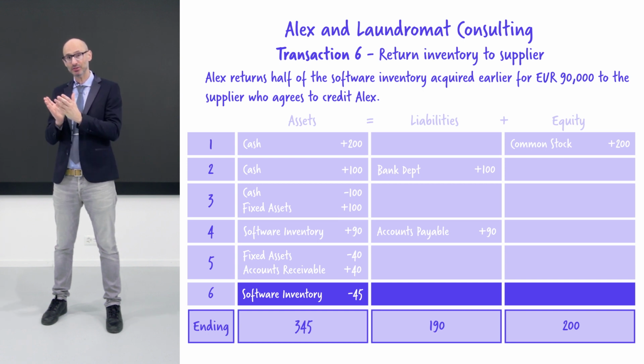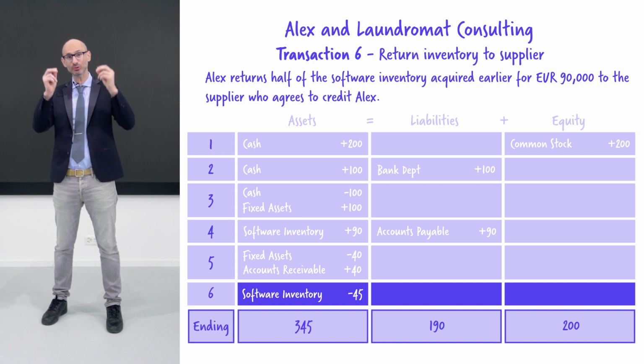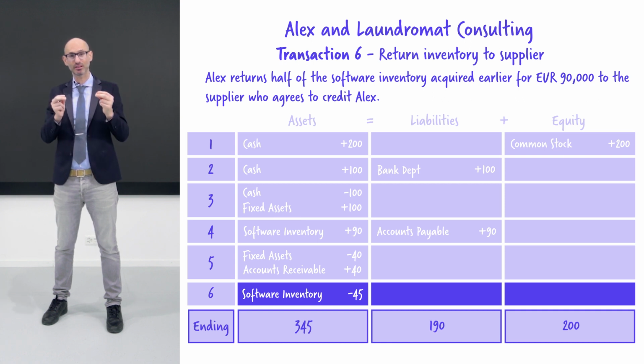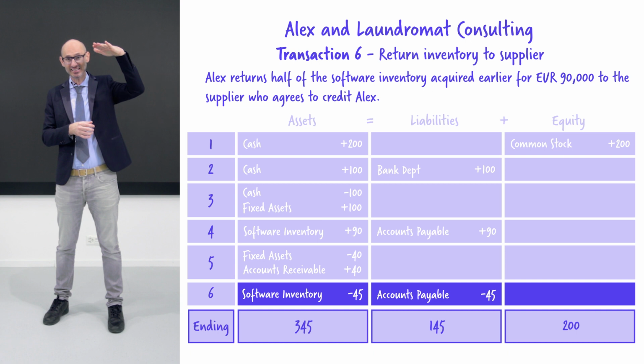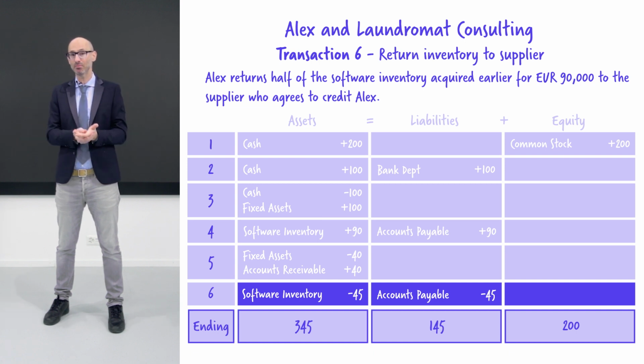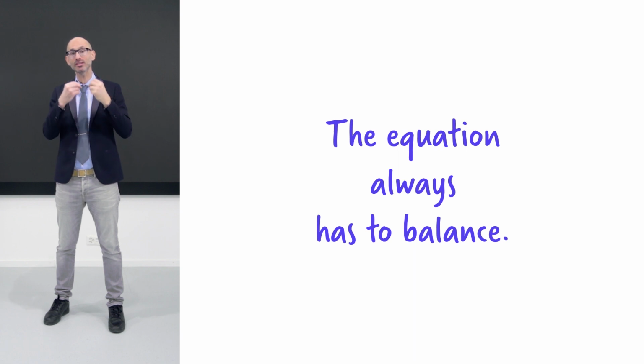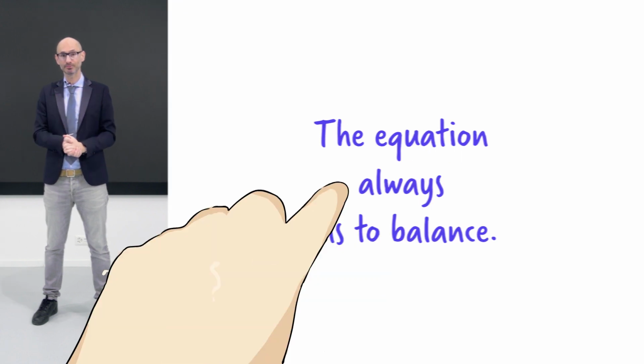On the balance sheet, we reduce the software inventory account by $45,000. And since we do not owe the supplier anymore, we also reduce the accounts payable account by $45,000. Hence, our equation has $45,000 less on each side of the equation, so it balances. Remember, the equation always has to balance.